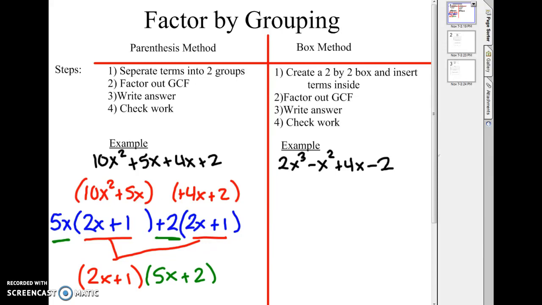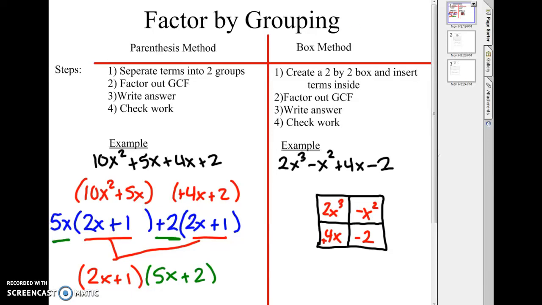All right, the second method is the box method. It's going to do the same work. It's just going to look different in the way we do it. So for this one, we first create a 2 by 2 box. And you fill all these terms in. Now the order doesn't matter, but I'm just going to go in the order I see. So 2x cubed, then minus x squared, the positive 4x, oops, I forgot my positive, and then the minus 2.